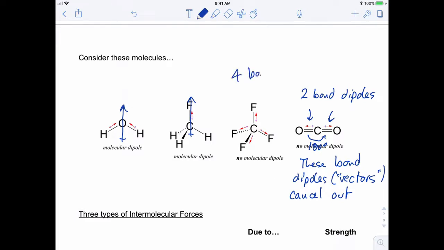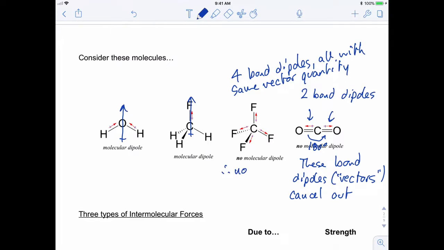And we could say the same for tetrafluoromethane. Four very polar bonds, but because of the arrangement of these bonds, that is, symmetrically around the carbon atom, all the bond dipoles cancel out. And so this is a non-polar molecule. There is no dipole moment. Because of the arrangement of the bonds, those vectors cancel out.